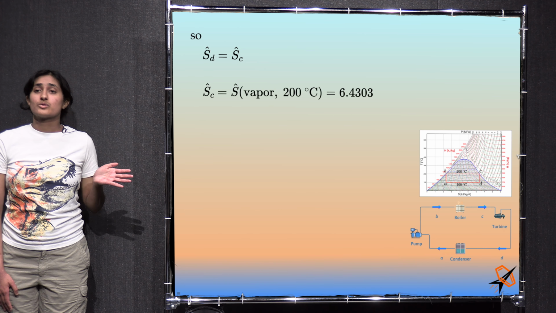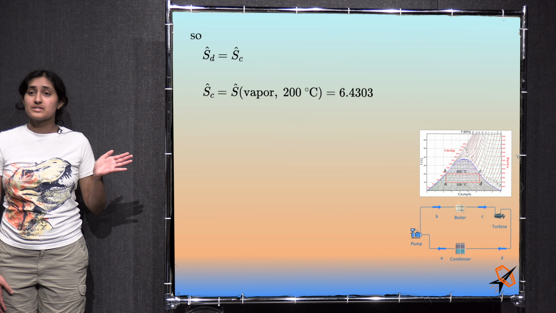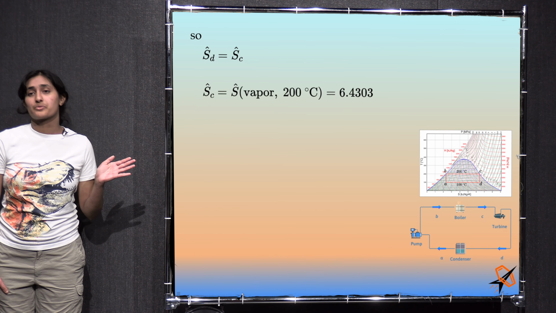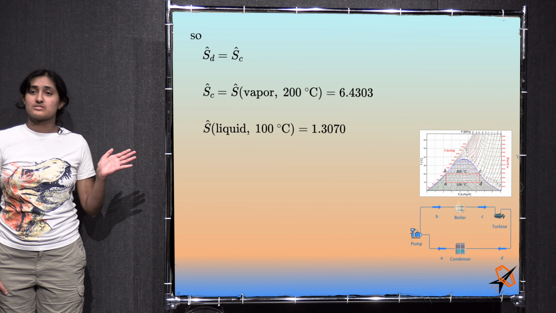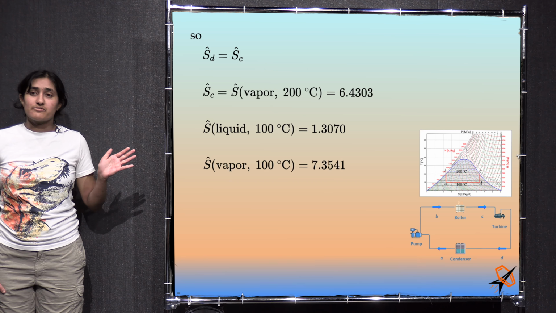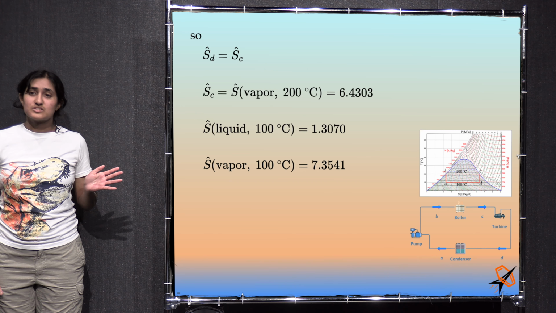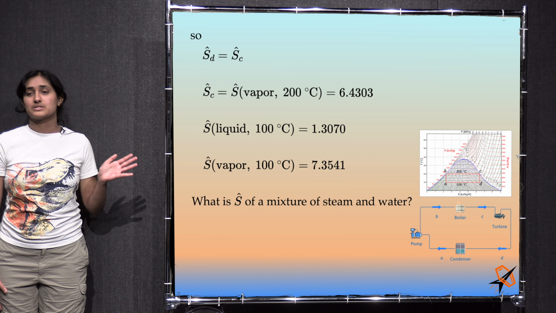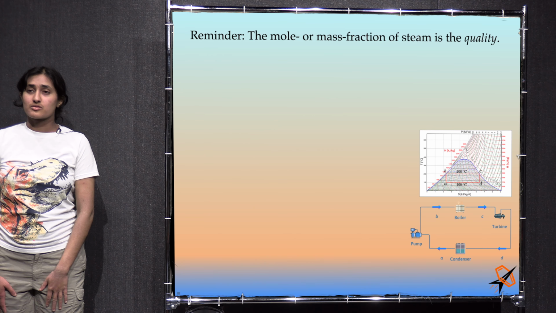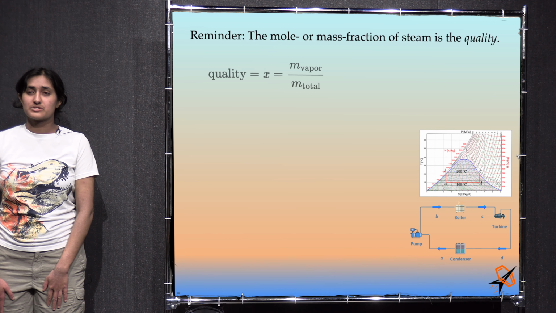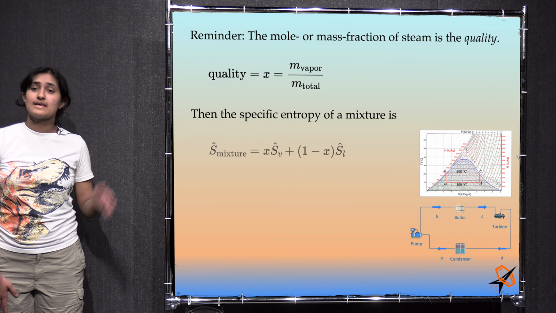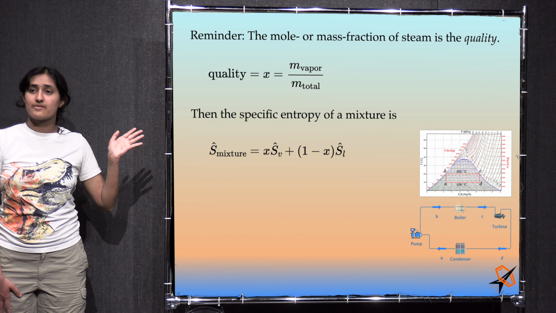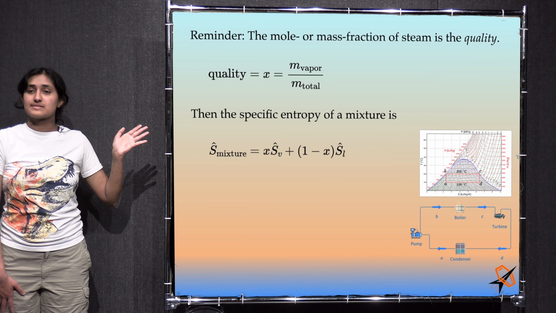So S hat C is going to be S hat of the vapor at 200 degrees Celsius from the steam table, which is 6.4303. Looking in the steam table at 100 degrees Celsius, we get that S hat of liquid is 1.307 and S hat of the vapor is 7.3541. So now we need to use the mixture-specific entropy to calculate the quality. Just as a reminder, the mole or mass fraction of steam is the quality, which is the mass of vapor over the total mass. Then the specific entropy of the mixture is S hat of the mixture equals X S hat V plus 1 minus X times S hat L.